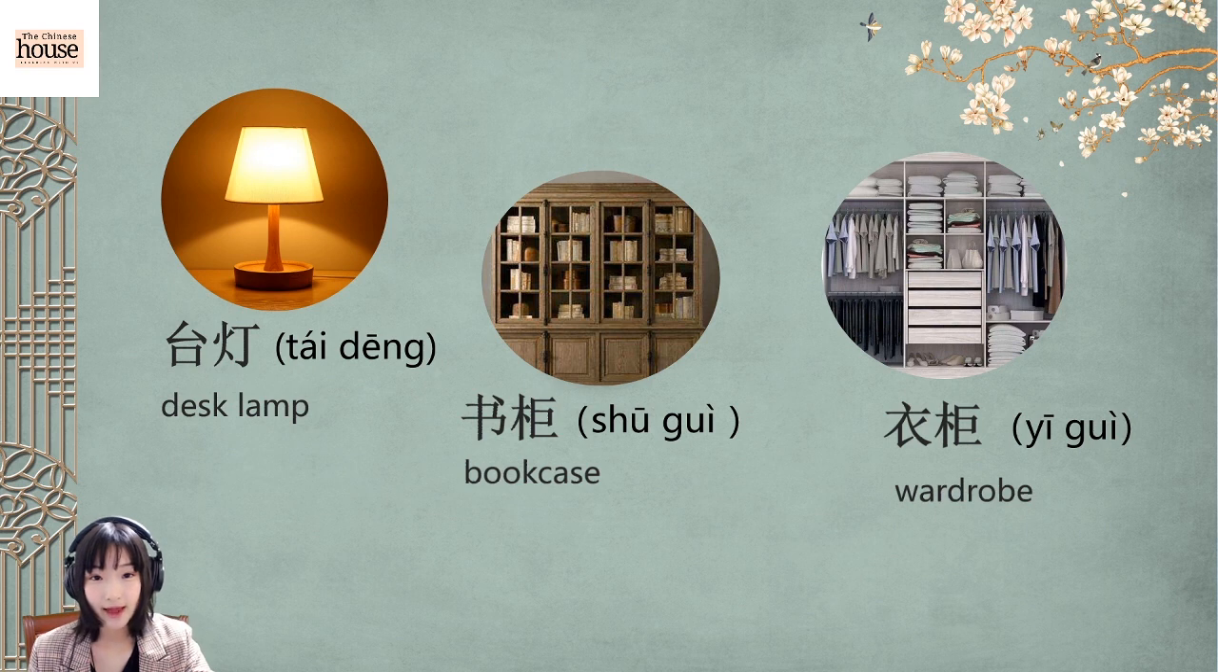Read after me. 台灯, 台 second tone, 台灯. And bookcase, 书柜, 书 first tone, 书柜, 柜, 书柜. And then wardrobe, 衣柜, 衣 means clothes and 书 means book. We have learned both of these two characters.